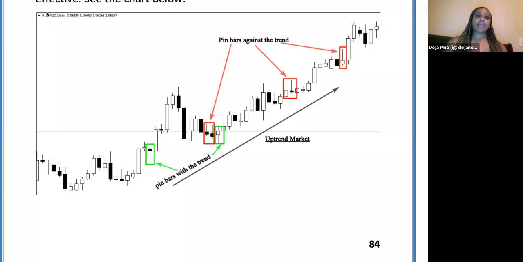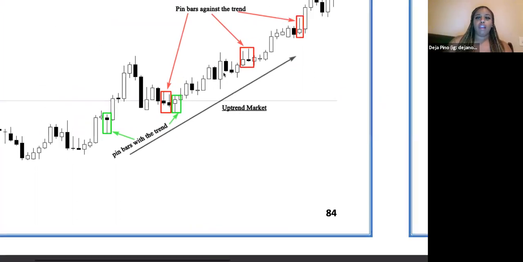Bearish. Yes, they're bearish. Correct. But what is the name of that candlestick? Yes, Alexandria is killing it. Oh my goodness, yes. Okay, shooting stars, those are the shooting stars. So they're saying those are pin bars against the trend. These are pin bars with the trend, okay?